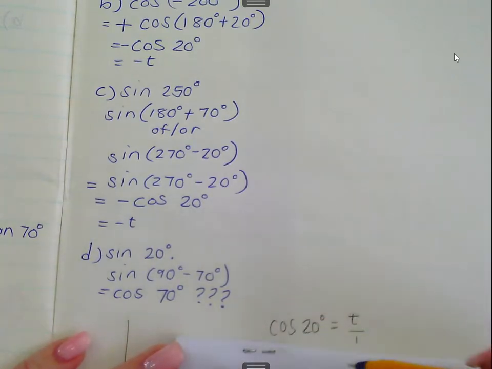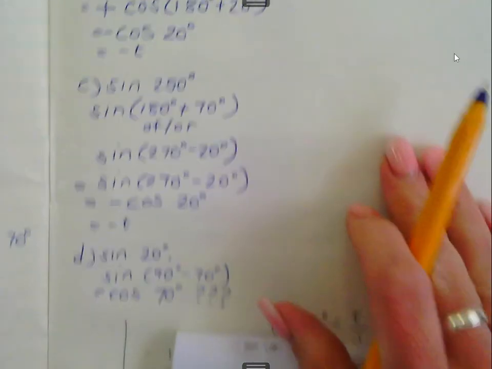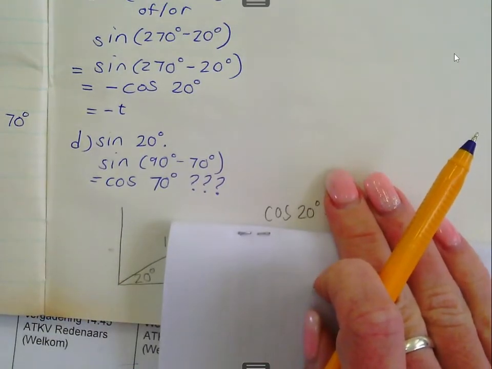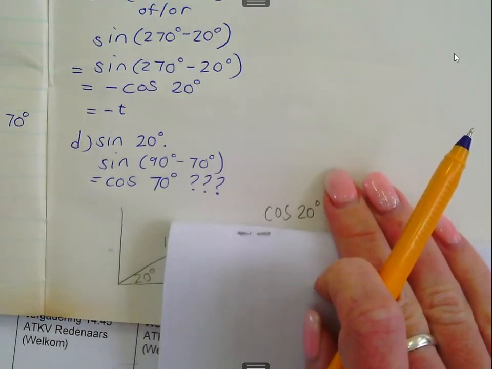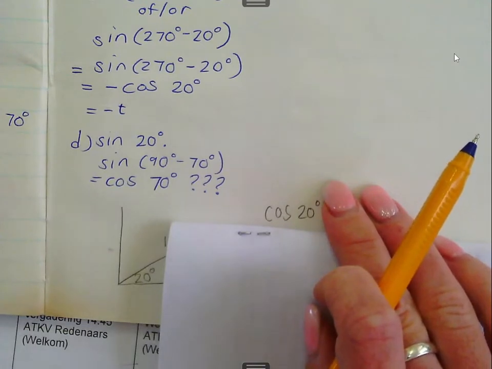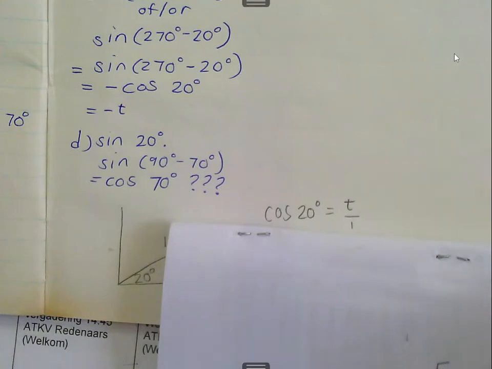So when I look at cos 20, you guys remember when I started the sum, I told you we have a ratio. A ratio is a fraction. It's a numerator over a denominator. So if I have cos 20 is equal to t, and I want to write t as a fraction, it's t over 1. Do you agree with that? Okay. What sides make up the cos ratio?